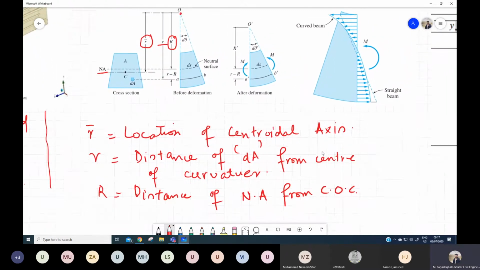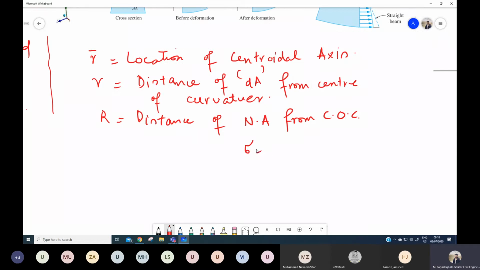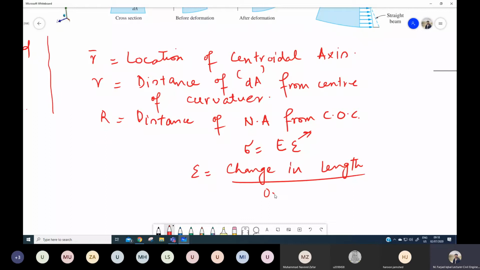So now the first thing is we need to figure out the stresses. If we can calculate the stresses in this small element or in this fiber AB, then we can apply it to the whole cross section of this curved beam. For that, if we know the strain, we can calculate the stresses based on this relationship, that is stress is equal to epsilon into modulus of elasticity. So we need to know the strain. That is a simple calculation: if you know the change in length over the original length, you can figure out the strain.